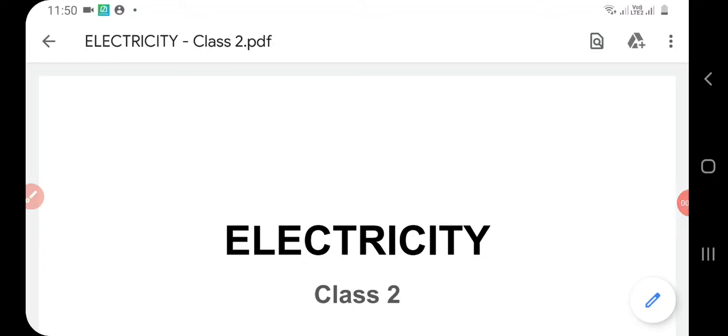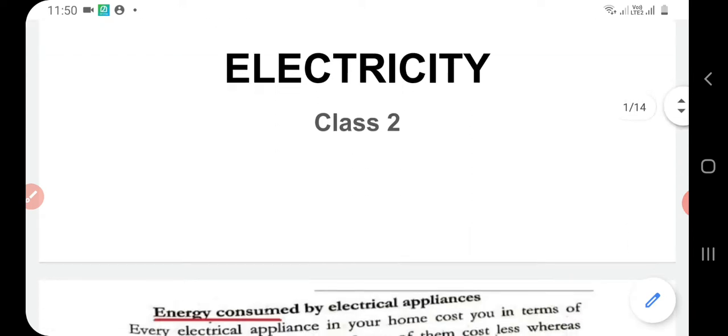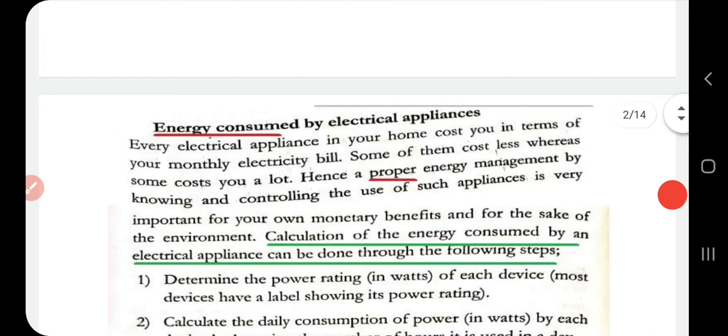Good morning. Now, this is class 2 of the chapter electricity. In this, we'll learn about energy consumed by electrical appliances. This is very simple. You can just go through it, you can just read it.